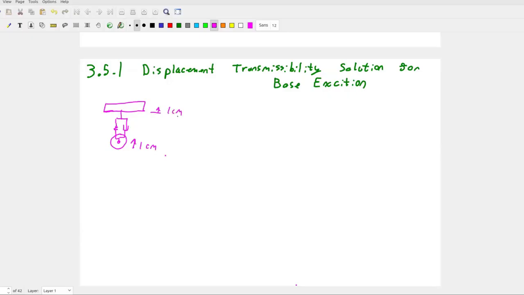If I'm riding in a car, I probably want 0 centimeters or the lowest possible amount, right? Maybe if I've got a rock crusher or something like that, I want to put 1 centimeter in and get 10 centimeters out, right? So that's displacement transmissibility. How do I transmit displacement through my spring and my damper?